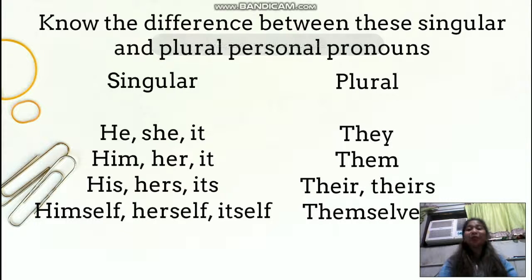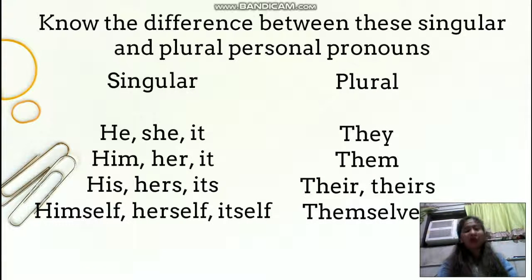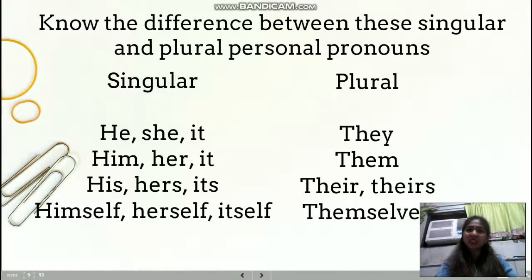Know the difference between these singular and plural personal pronouns. So let's proceed first to singular pronouns. We have he, she, it. Him, her, it. His, hers, its, himself, herself, itself. So let's proceed now to plural. They, them, theirs, and then themselves. Okay, so those are the examples of pronouns. So let's proceed to the next one.